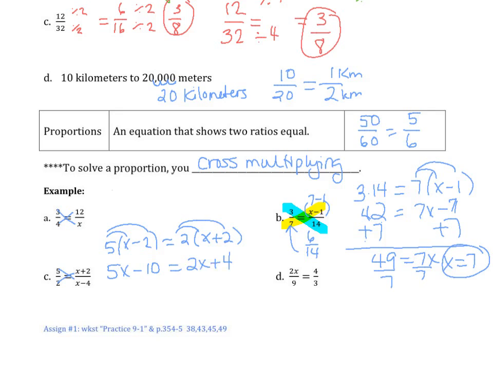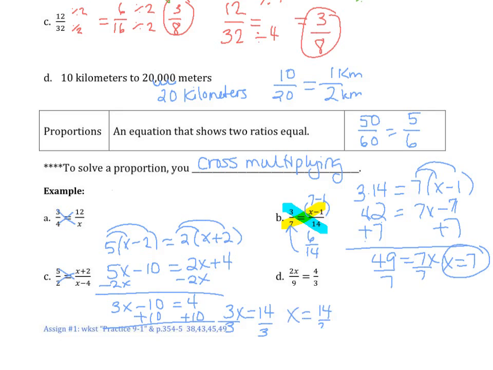We'll work to get our x's on one side. So subtract 2x from both sides. 3x minus 10 is equal to 4. Add 10 to both sides. So I've got 3x is equal to 14. Divide both sides by 3. And x is equal to 14 thirds.